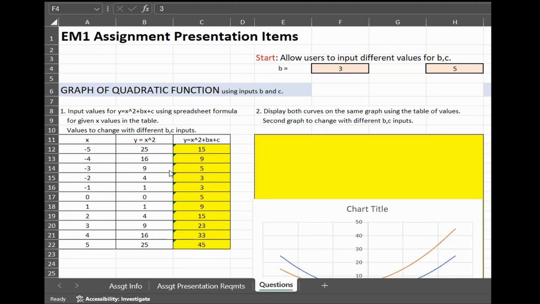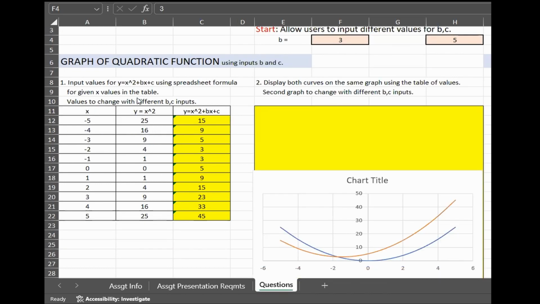So, for question 1 here, we just have to sub in the values of B and C, 3 and 5. For our first column, we have the first curve, which is y equals x squared, represented by the blue line over here. And the orange line is our quadratic curve. So, we have to sub in the values of B and C, as I said before, and in addition to that, x.